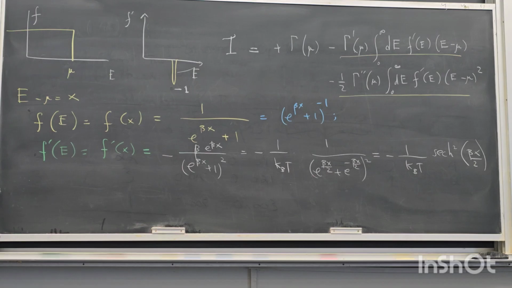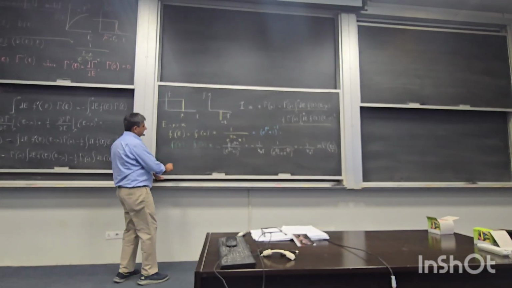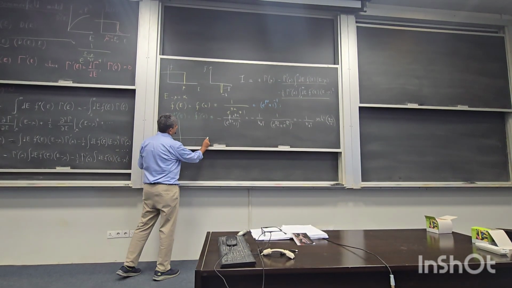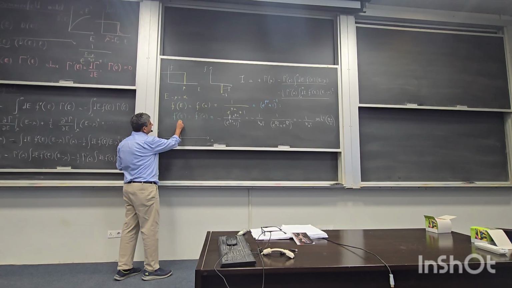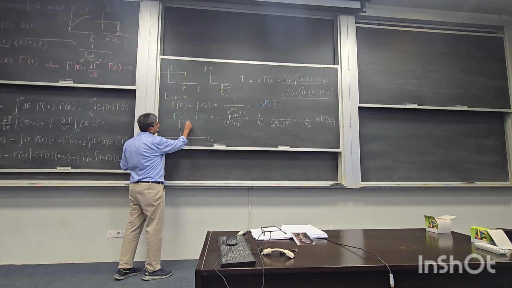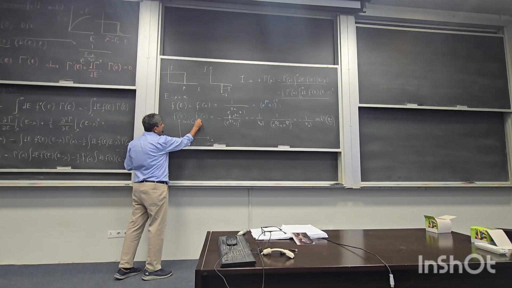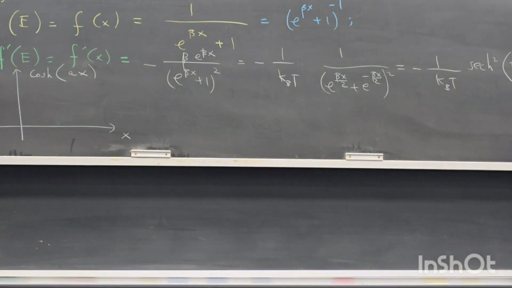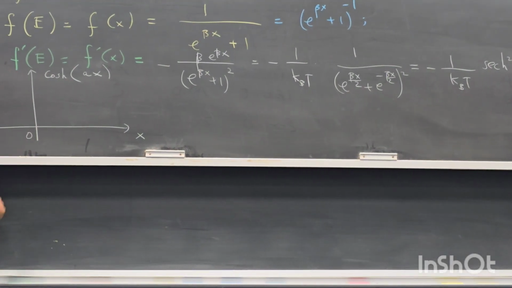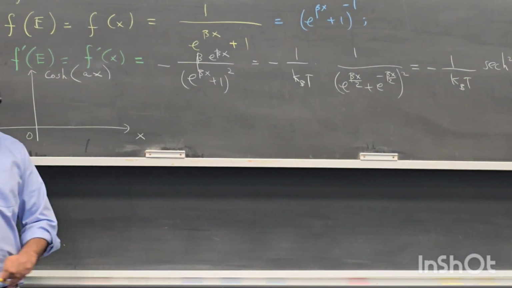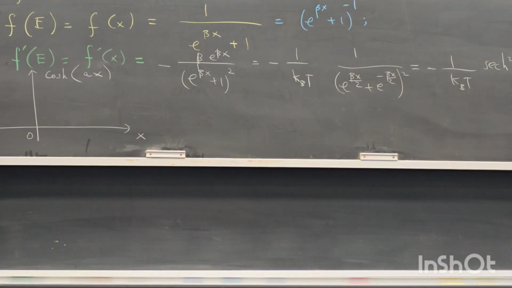Right? What does the hyperbolic function look like? So if I were to plot some cosine of something ax, this is my 0. What does a cosine function look like? Is it even or odd? It's even, right? It has this form.